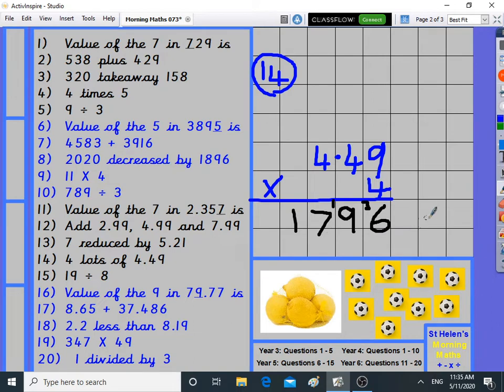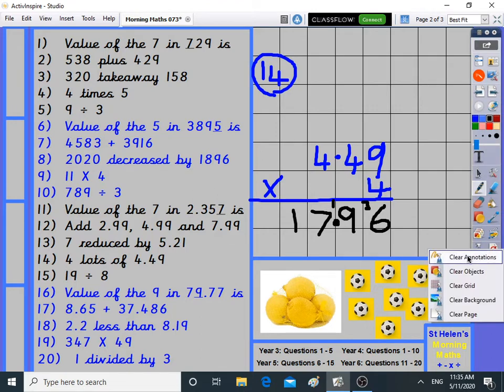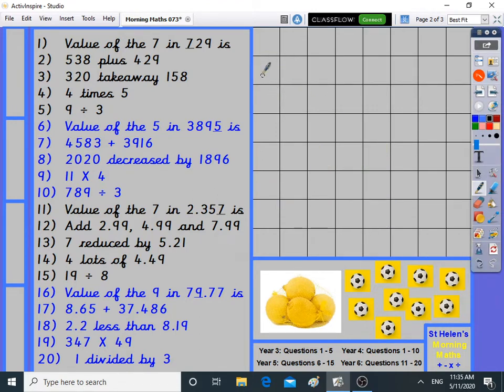Is it 1,796? Is that right? Say yes or no. Hopefully you said no, because I hadn't put my decimal point in. 2 decimal places in the question, so 2 decimal places in the answer. It's 17.96. Make sure you don't forget that decimal point. And we're on to question 15.